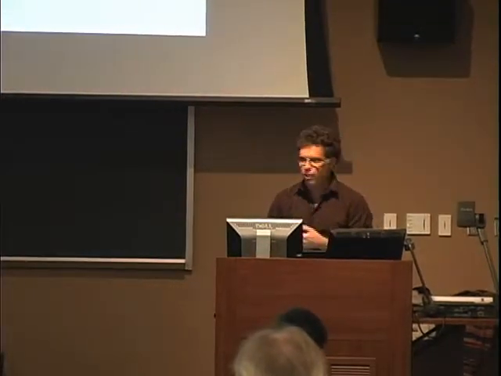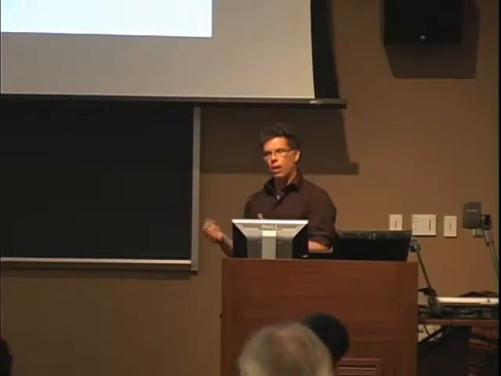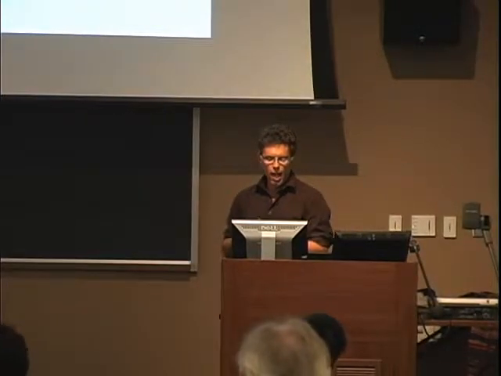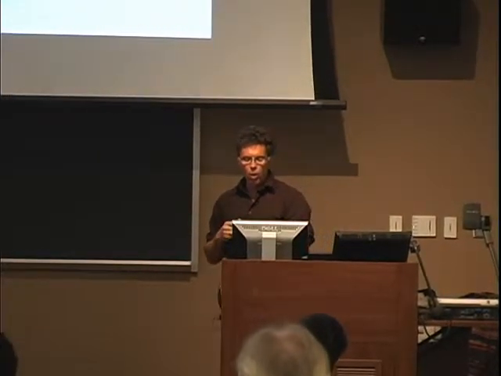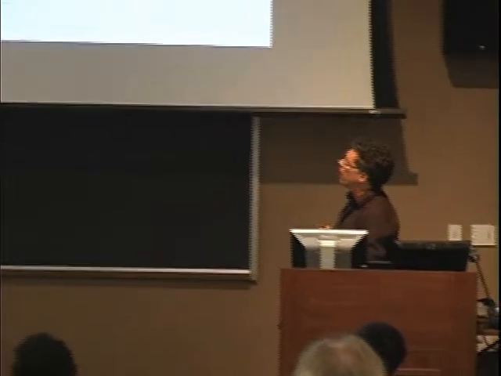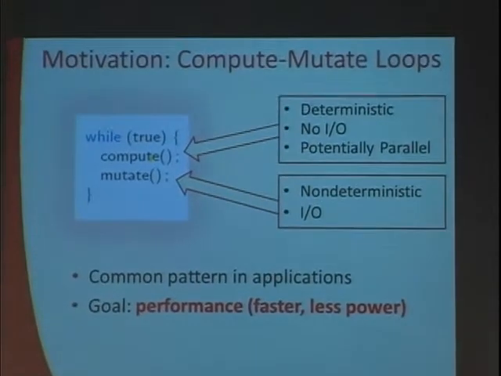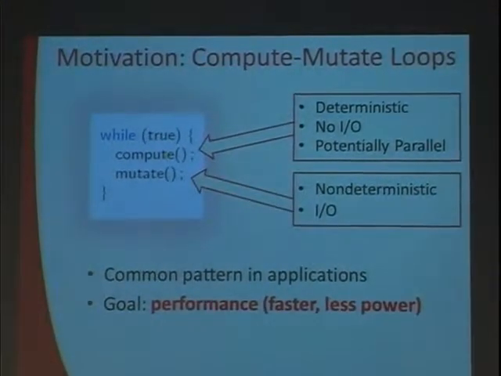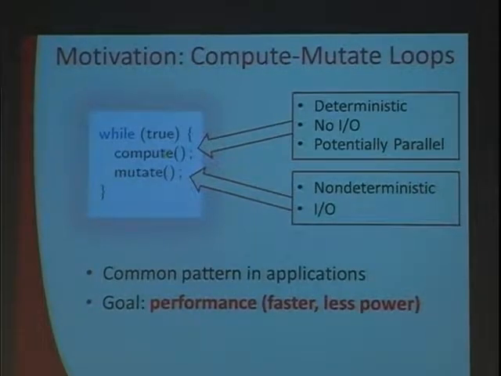This loop reflects long-running applications, something like a browser, perhaps an operating system. In this common pattern, our goal would be to perform this loop with higher performance. That is a faster compute and mutate phase, and potentially in modern architectures with less power.